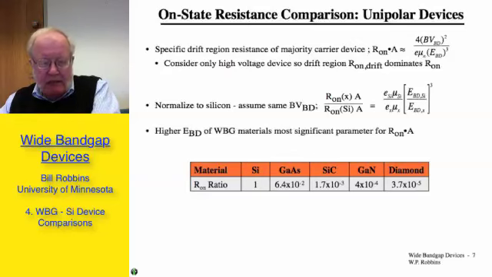I've normalized these equations to those of silicon and then compared the specific on-state resistance ratio for the other materials. For silicon, it normalizes, of course, to 1. For gallium arsenide, it's about 6% of what the silicon is. For silicon carbide, it's on the order of 10 to the minus 3. For gallium nitride, the ratio is 4 times 10 to the minus 4, and diamond is the best at about 4 times 10 to the minus 5.